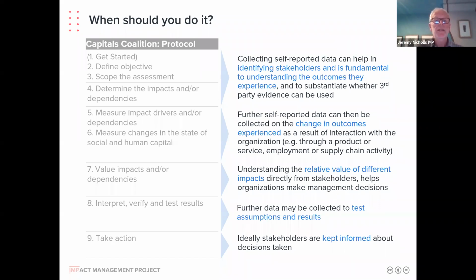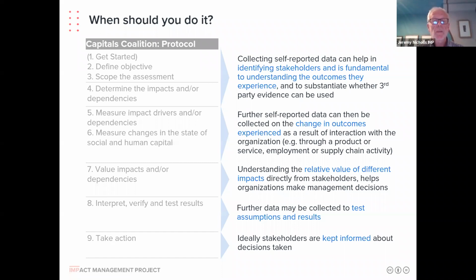Once we know what it is that we're talking about, we can then move into steps 5 and 6 to measure what the drivers are and the dependencies that underpin the impact that we're going to have, and then to measure the actual changes in what the Capitals Coalition referred to as the capitals, whether that's natural capital, social and human, where the language we would be using is changes in the outcomes experienced. It's the same thing really, but we will then be getting data from the people experiencing that in order to know how much change has happened. That, I think you're probably all doing that and know about that.